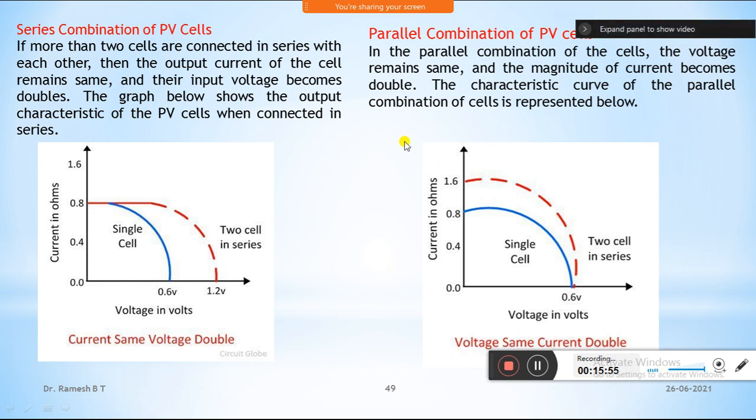So some of the combinations, some of the characteristics or combinations that we made on these PV cells, before going to the actual working of PV cells. Next we will discuss the working of PV cells, how it works. Before that we discussed some of the characteristics of solar cells. So what characteristics does it have?